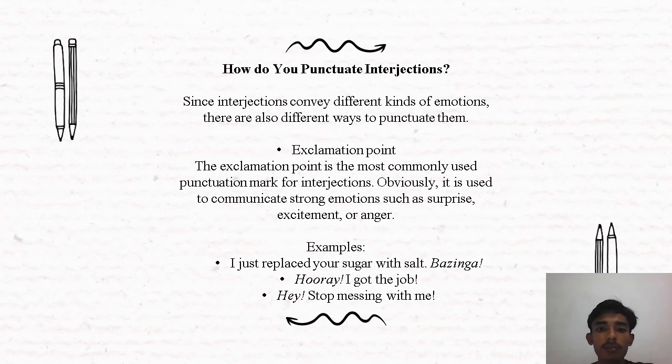How do you punctuate interjections? Since interjections convey different kinds of emotion, there are also different ways to punctuate them. Exclamation point. The exclamation point is the most commonly used punctuation mark for interjections. Obviously, it is used to communicate strong emotion such as surprise, excitement, or anger. Example: I just replaced your sugar with salt. Bazinga! Hooray! I got a job. Hey, stop messing with me.